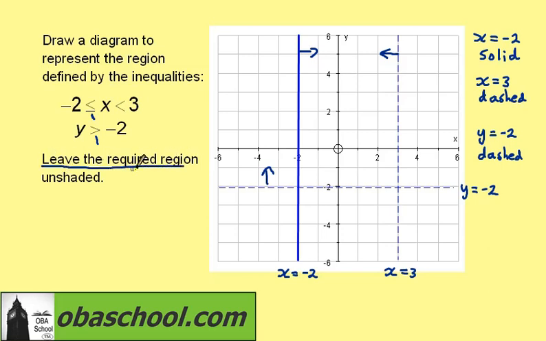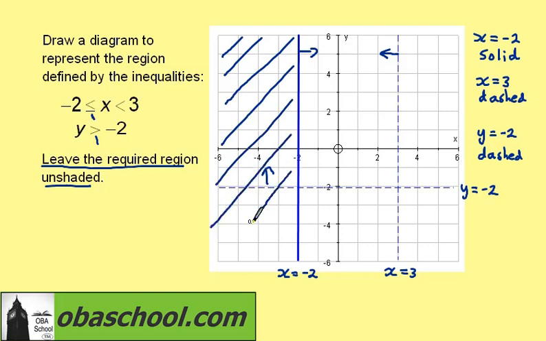We want to leave the required region unshaded, so once we've decided upon the required region, we can shade around the outside. So let's shade everything else.